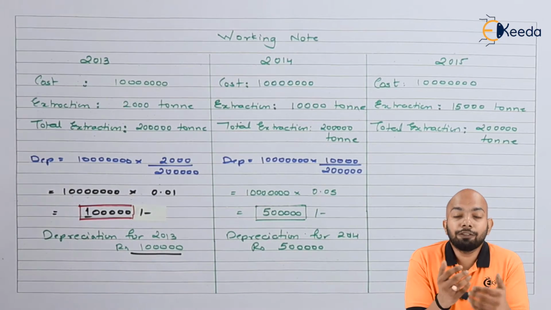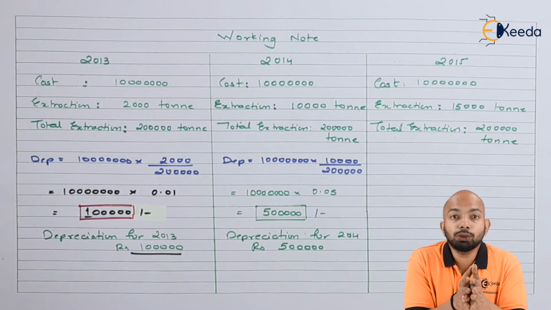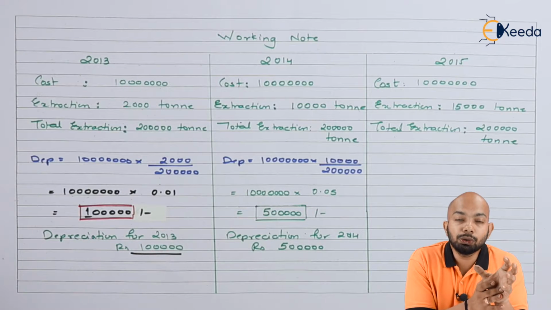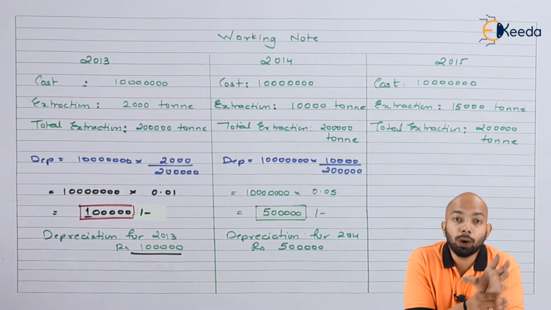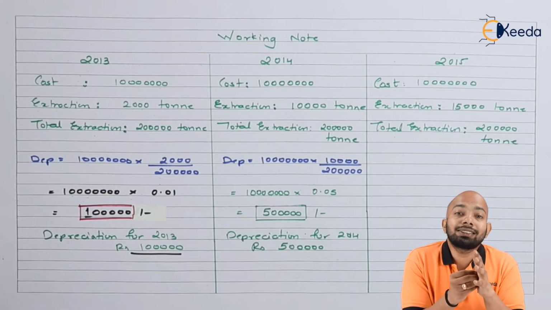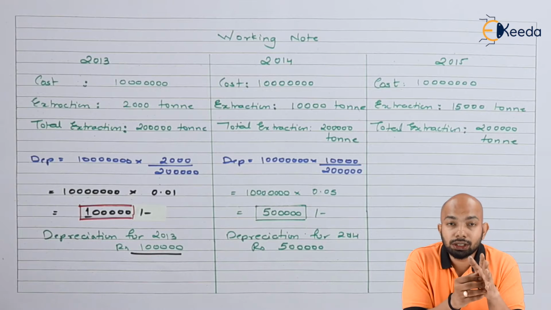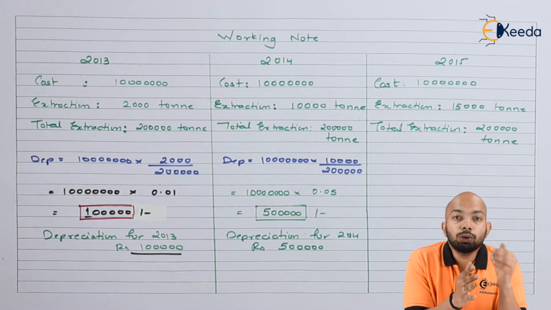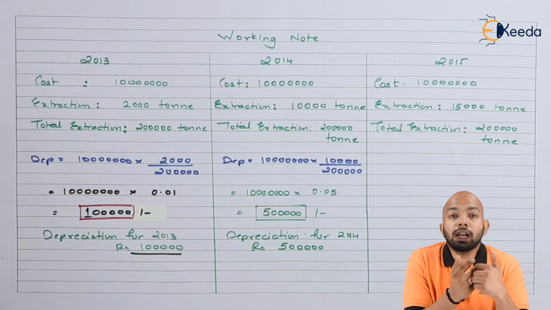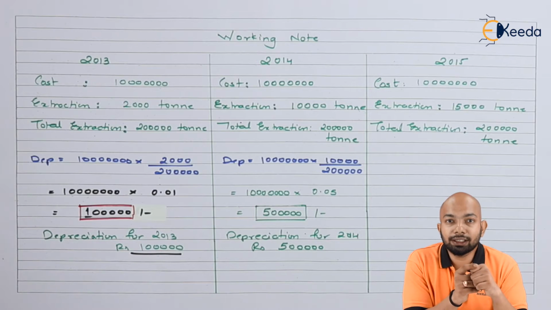So as you can see, we have figured out the total depreciation for year 2014 as well. Here we have understood that the same formula is supposed to be used, that is cost of the asset, that means 1 crore rupees multiplied by the total extraction for that specific year, which is 10,000 tons, divided by the total extraction of that specific quarry, that is 2 lakh tons, which will give you a depreciation of 5 lakh rupees for this specific year 2014. So that is the depreciation. We'll now figure out the depreciation for the year 2015.